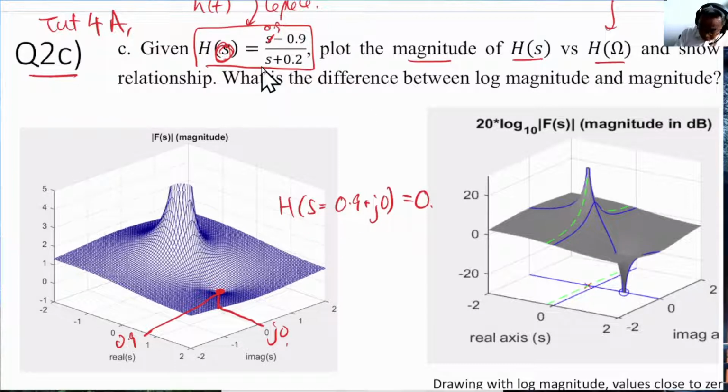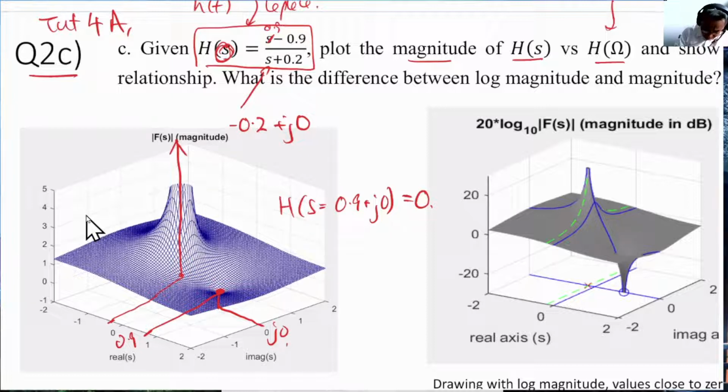Another exciting thing happens when s equals -0.2, because when s equals -0.2 plus j0, the denominator becomes 0. So numerator divided by 0 equals infinity. Where is -0.2? It is exactly here. And at this point, you will realize that the surface becomes infinity.